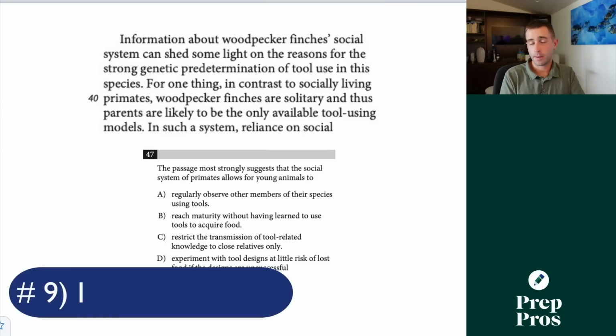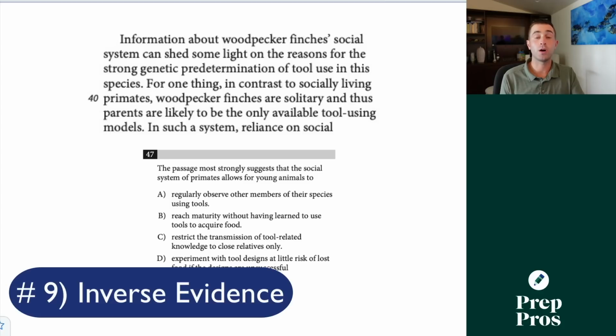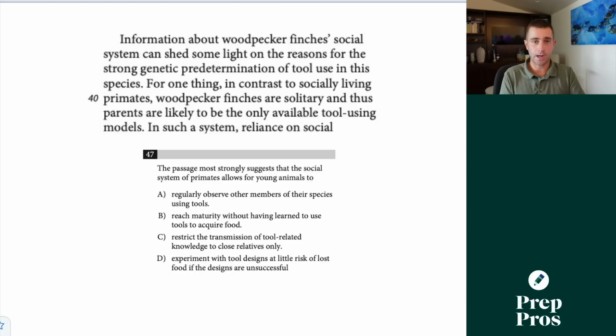Now let's talk a little bit about the reading section here. One type of reading piece of evidence that gives tons of students trouble is what I call inverse evidence. This most commonly shows up in your two natural science passages. So let's take a look at the evidence and see if we can figure this out.